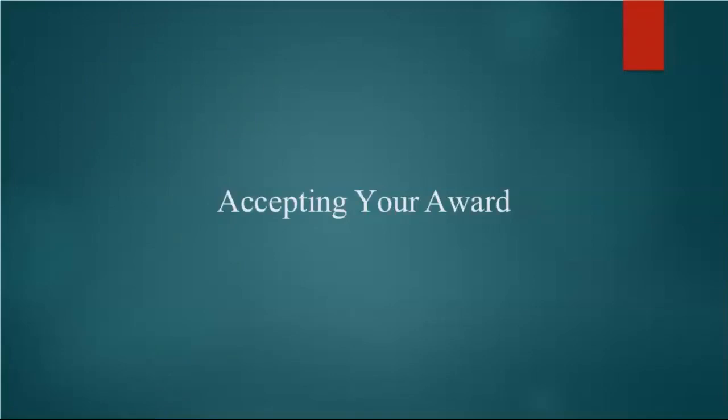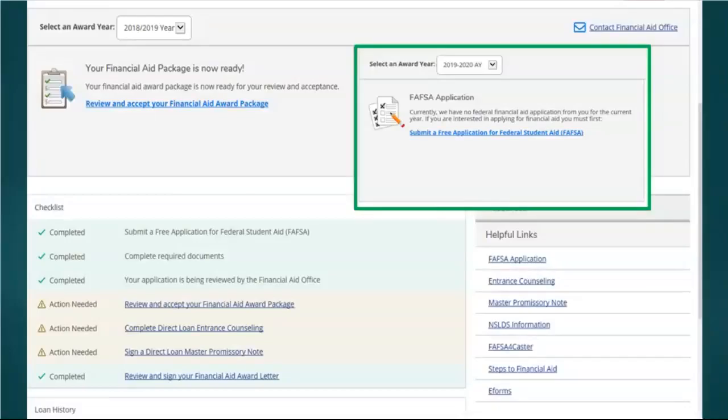Now let's talk about how a student can review and accept his or her award through Eagle SelfService. If a student is eligible for an award, an email will be sent to the student with the link and the instructions. This is what a student would see after logging into Eagle SelfService and clicking on the Financial Aid tab.